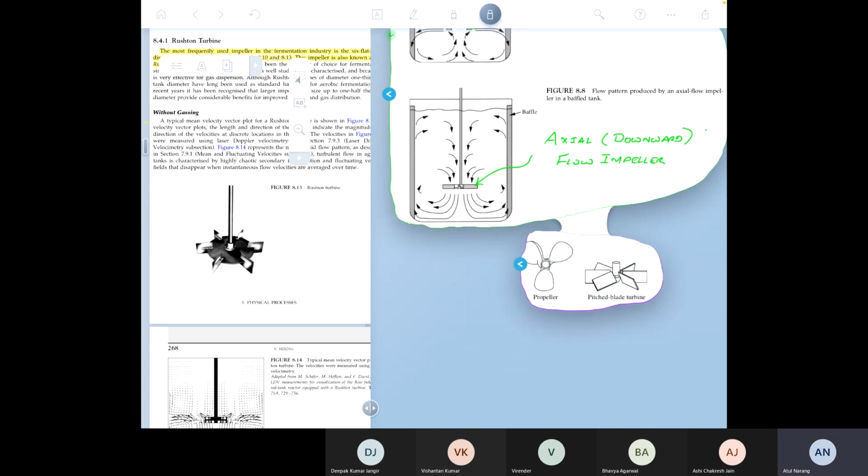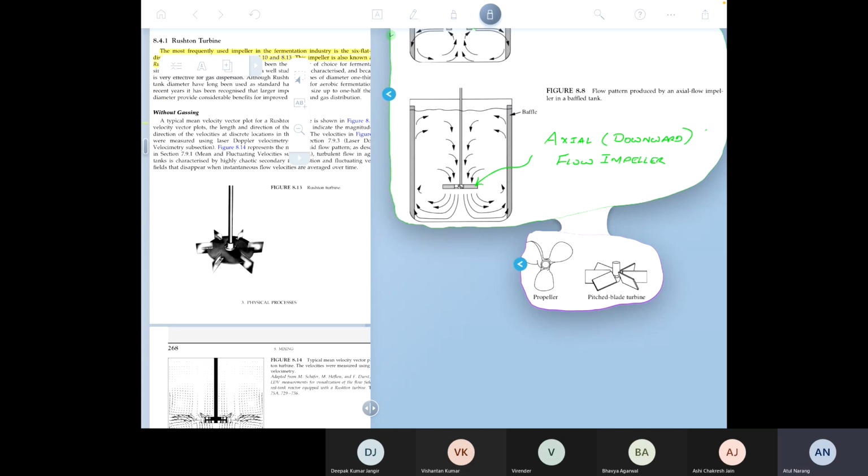The picture down there shows you two impellers. One is called a propeller, which is just like the propeller in a ship or those old-fashioned propeller planes. And the other one is a pitched blade turbine, which is basically a Rushton turbine, but the blades, instead of being orthogonal, are now pitched.